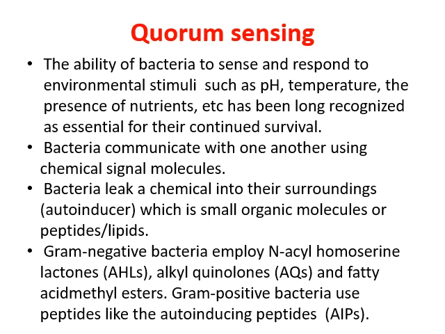So these bacteria sense the presence of a nutrient somewhere, and they can go for it. They communicate with each other and go to that place where nutrients are. Bacteria communicate with one another using certain chemical signal molecules. The bacteria leak a chemical into their surroundings. These chemicals are called autoinducers, which are small organic molecules, peptides, or lipids in nature.